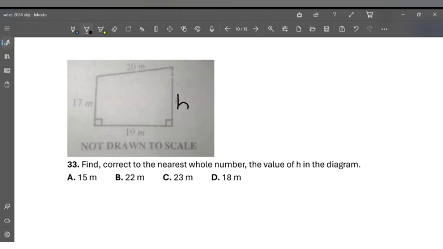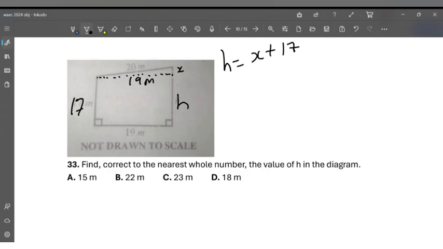You notice that h is not exactly the same as the 17 meters, because it has an added height here, which I'm going to call x. So if only I can find this x, then my height will be equal to the x I found plus the 17 meters on the other side. So how do I find x? Well, I know that this part of the diagram is also 19 meters.